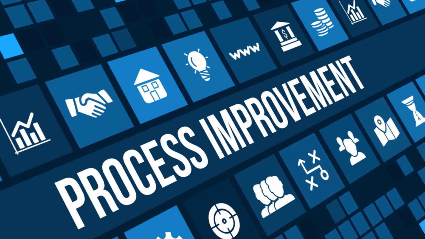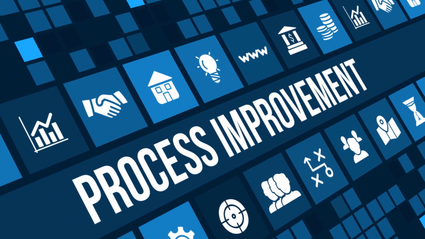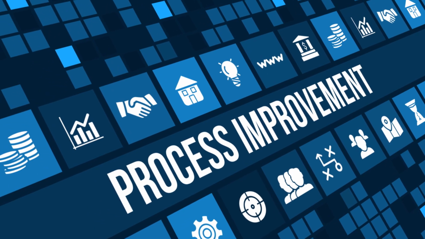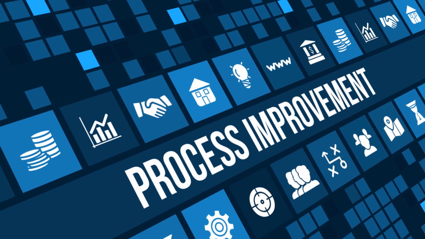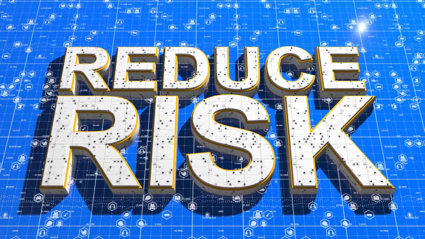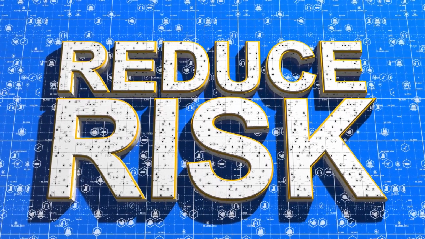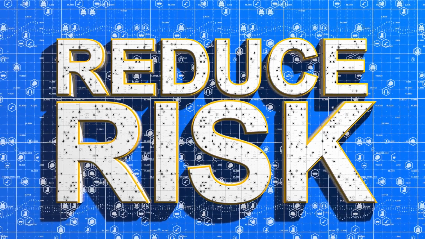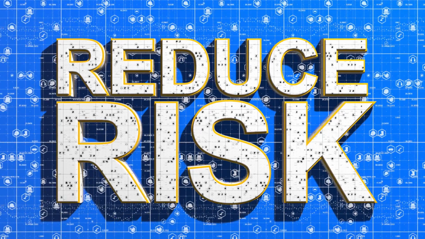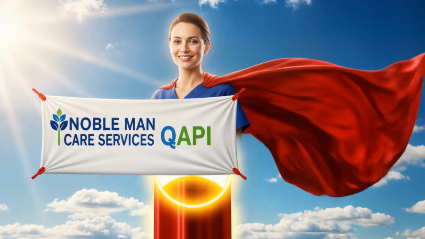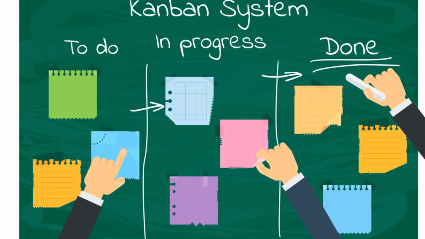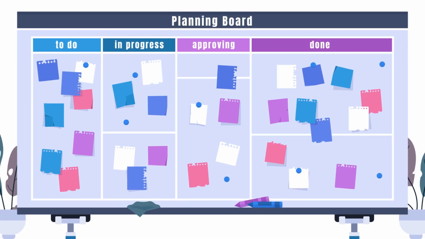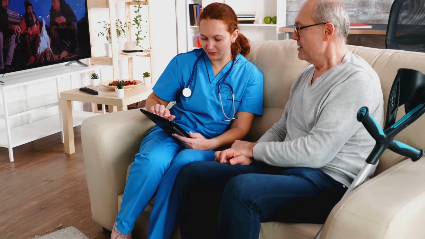QAPI stands for Quality Assurance and Performance Improvement, a federal requirement for all home care agencies. Nobleman Care Services uses QAPI to continuously monitor, evaluate, and improve the services we provide. QAPI includes two major components: quality assurance, QA. QA involves reviewing incidents, documentation, patient outcomes, and safety issues to identify patterns and areas needing correction. Performance improvement, PI. PI focuses on creating and carrying out improvement plans. For example, reducing falls, improving communication, or strengthening infection control.